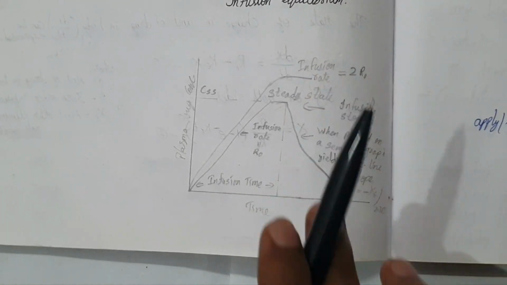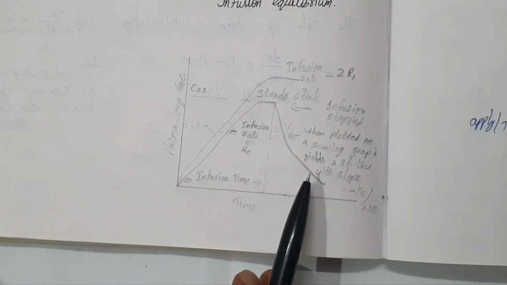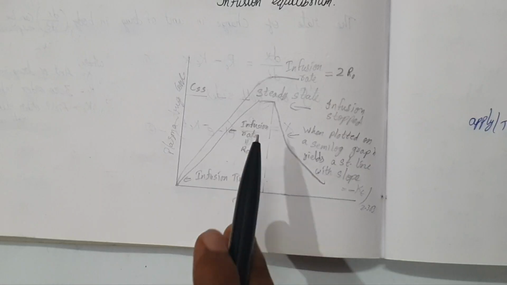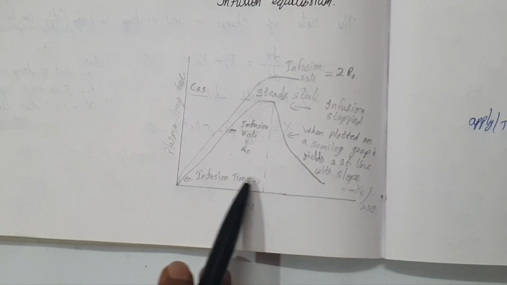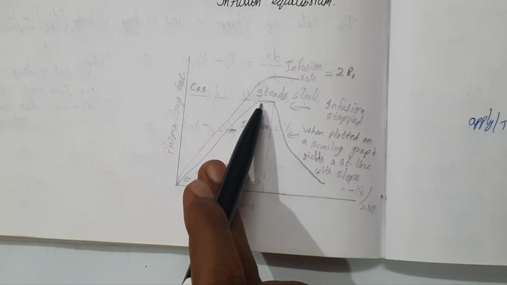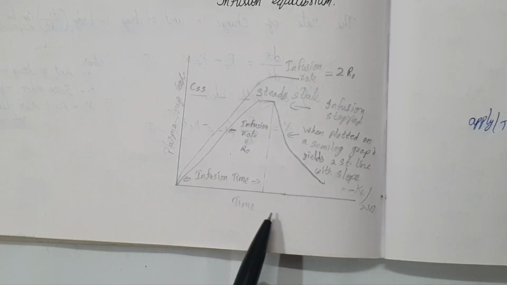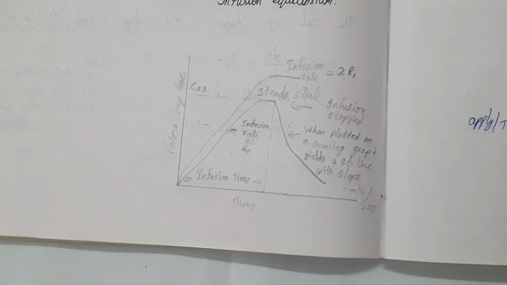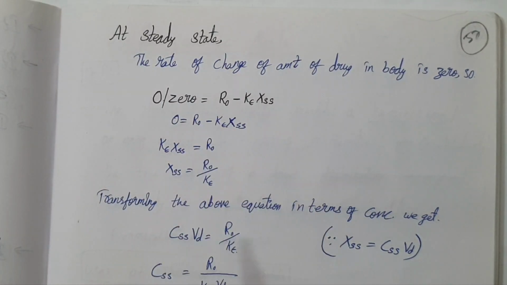When you plot on a semilog graph, it yields a straight line with slope equals minus Ke divided by 2.303. This is our infusion rate on or off. This is the infusion time. This is the CSS, steady state concentration. On the x-axis we are taking time, on the y-axis we are taking plasma drug concentration. After that we are finding it at steady state.